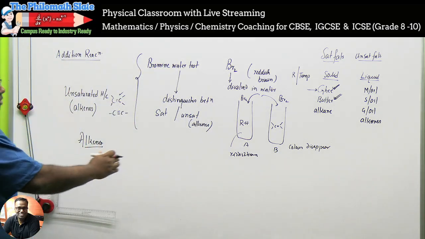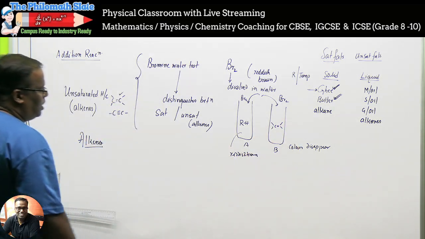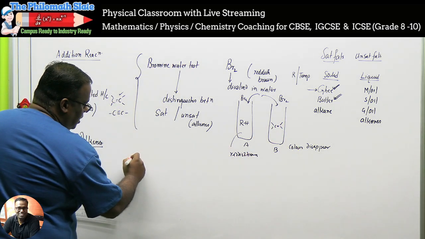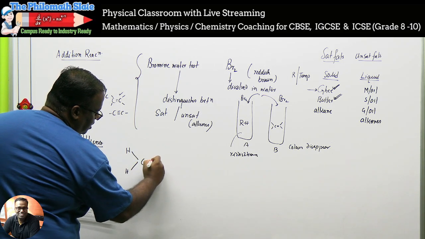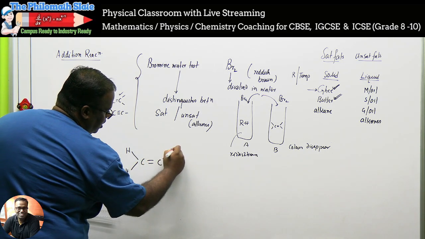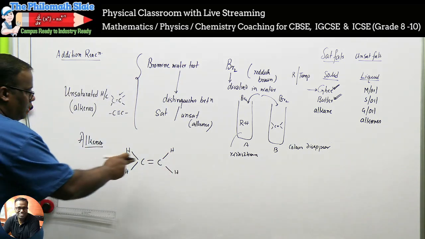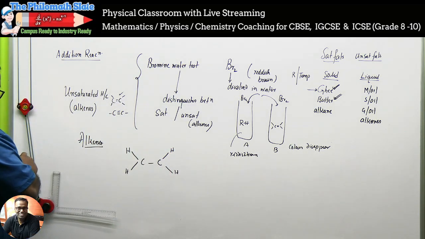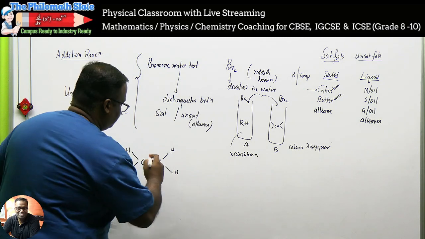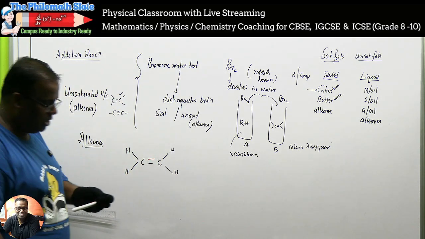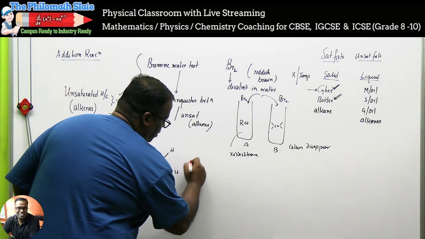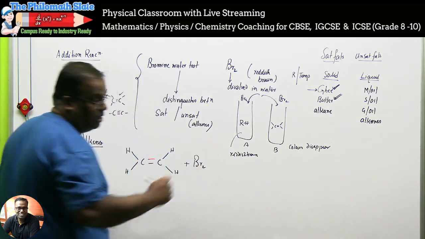So I told you that alkenes will show this test. So let me take an alkene. ले ले alkene ले ले. Okay, let's take an alkene. Hydrogen, hydrogen, carbon, double bond, carbon, hydrogen, hydrogen. Okay, and this particular bond I'm showing with red color, just for simplicity. ये red color है. Now what do we bring in? We have poured bromine water now, Br2 pour कर दिया है.